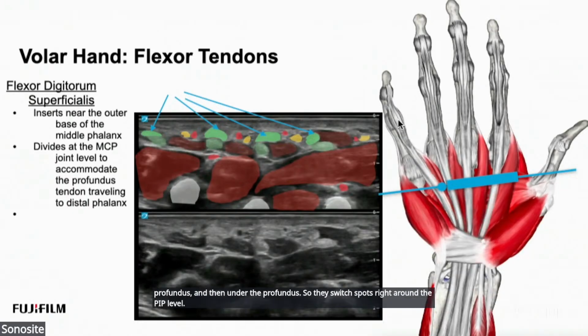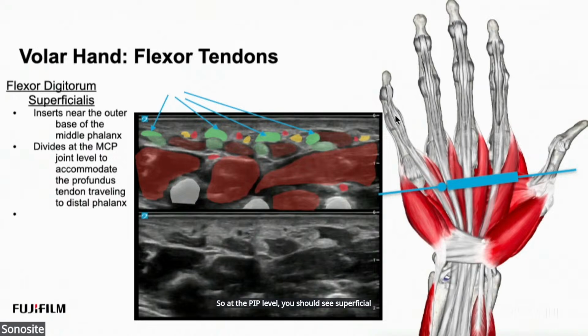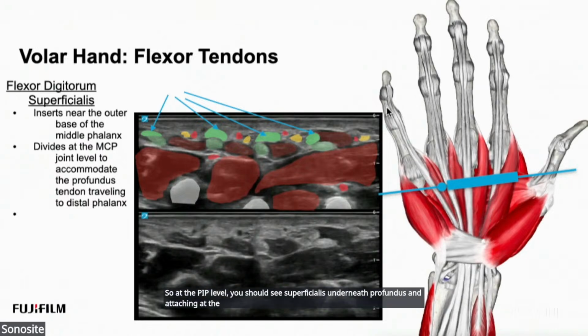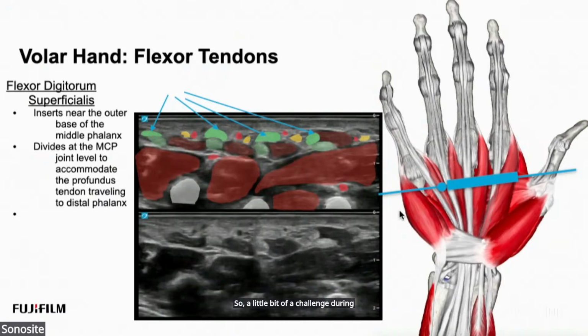So at the PIP level, you should see superficialis underneath profundus and attaching at the middle phalanx walls on the sides. So a little bit of a challenge during the live scan. I'll flesh that out a little bit more.